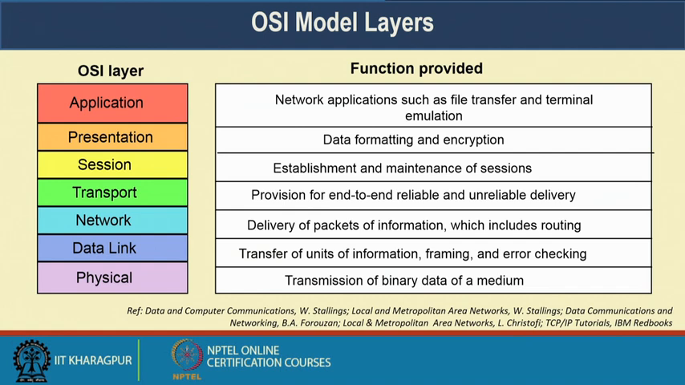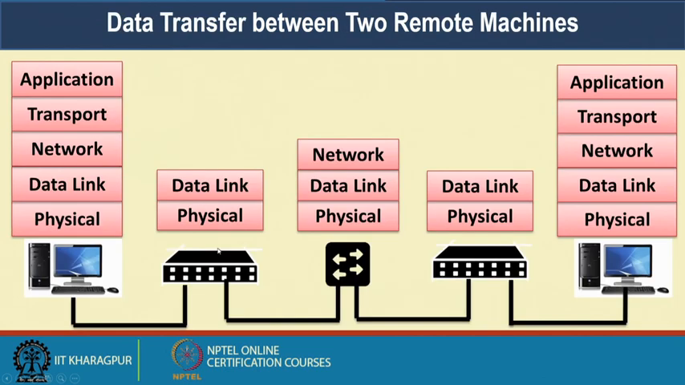So, we will just come back to the slides which we have seen much earlier, at the beginning of the lecture. If we look at the OSI protocol stack, these are the 7 layers. If we refer to the data link layer, the transfer of units of information, framing and error checking, or error and flow control, is one of the major aspects. Down below is the physical layer, which is basically the transmission of binary data through the medium. So, this is our protocol stack.